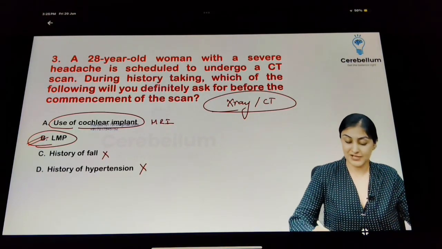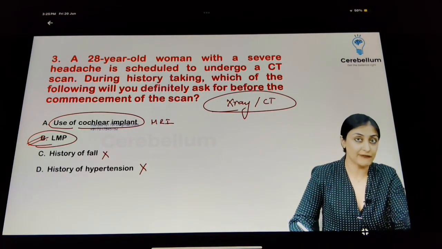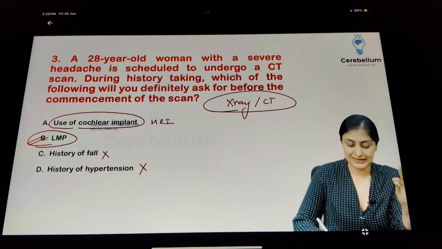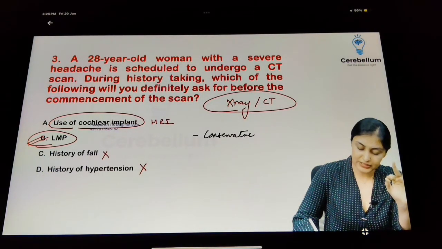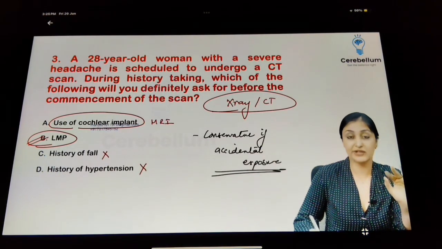So we always take history in a female of the last period before she undergoes X-ray or CT. But on the same lines, you want to remember that if somebody is accidentally found out to be pregnant after undergoing an X-ray or a CT, what will you do? Will you do an MTP for her or what will you do? Nothing. Nothing needs to be done. Conservative management, even if there is accidental exposure, because it's a very low dose. Even if it's a CT scan, the dose is not enough to cause teratogenicity.